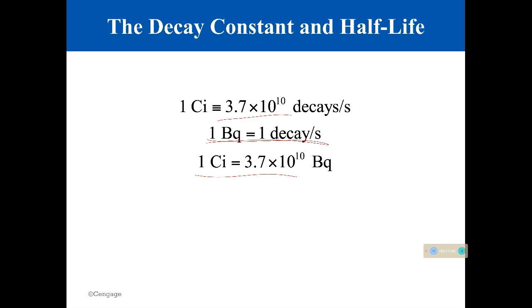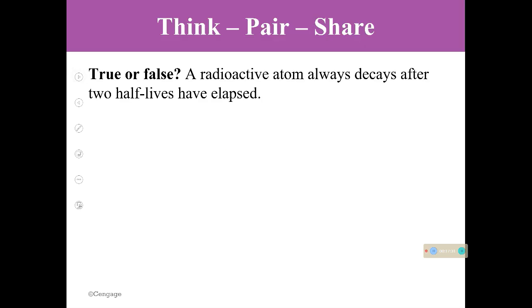Let me make sure. Yep, that's right. Ci is a Curie, and Bq is a becquerel. Most common units that you're going to see, though, are millicurie and microcurie. While it does happen quite a bit, it doesn't happen that many times.